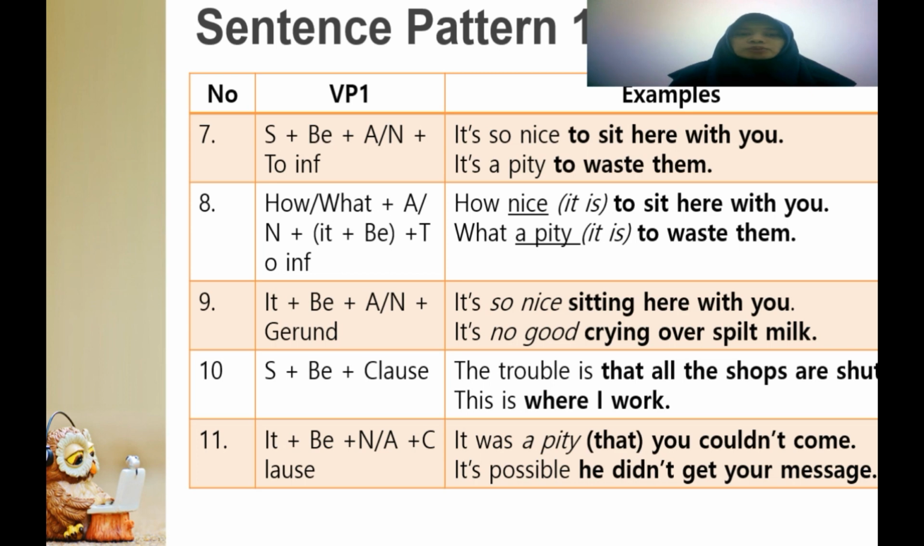And then 11, we have it plus be verb plus noun or adjective plus clause. For example, it was a pity that you couldn't come. So that here is optional. You can also say it was a pity you couldn't come. It is the subject, and then was is the be verb, and then a pity is the noun followed by a clause. Or in the second example, we have it's possible he didn't get your message. It is the subject, and then we have is as the verb. We have also adjective here, possible, followed by a clause. He didn't get your message.